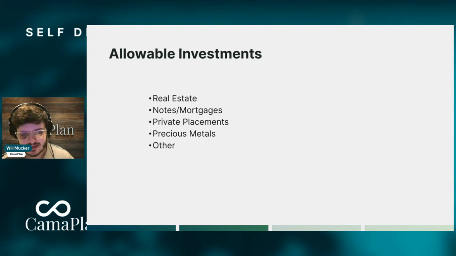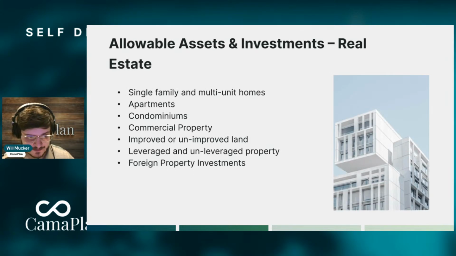You have private placements, and commodities like precious metals. And then, like I said, you have other. You're not limited to the top four categories. We have people who invest into cryptocurrencies. We have people who invest into livestock and farmland. I've seen people buy bees and sell the honey. I've seen people invest into fruit trees and sell the fruit. The options are vast if you are creative with it and you follow the IRS guidelines.